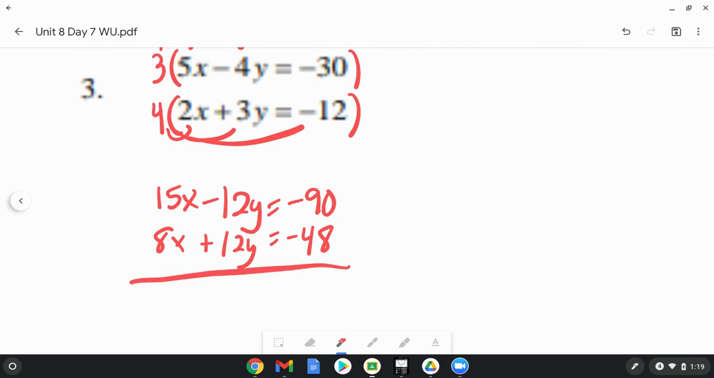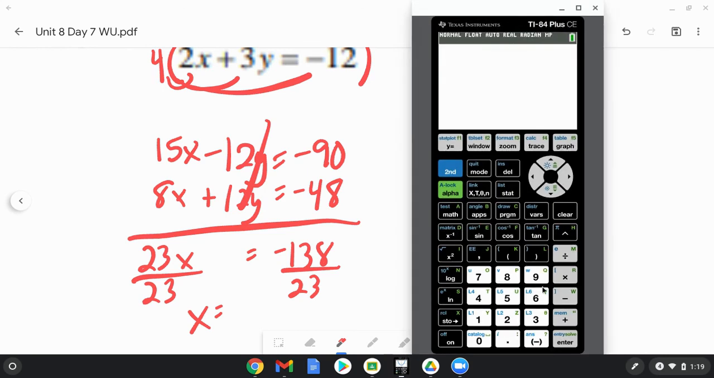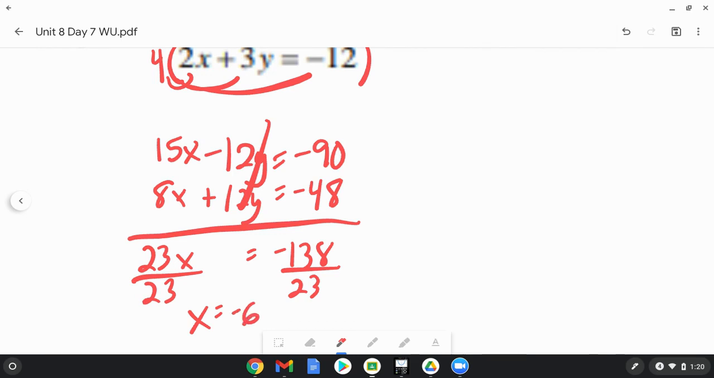So I'd add together the x's, get 23. The y's cancel. I'm left with -138. Divide by 23. And I get x equals, I don't know what that is, -138 divided by 23. -6. Okay, good. So you get -6 for your x.